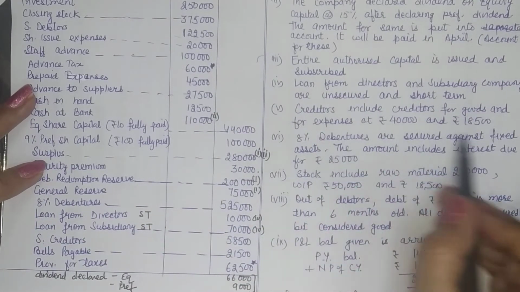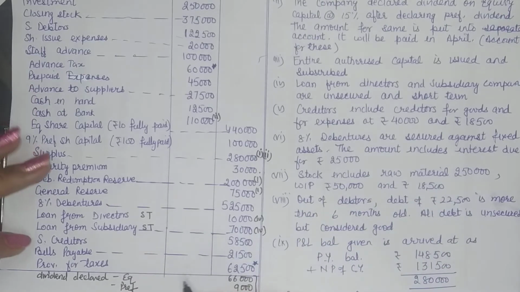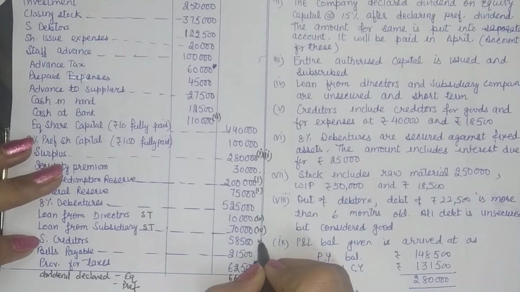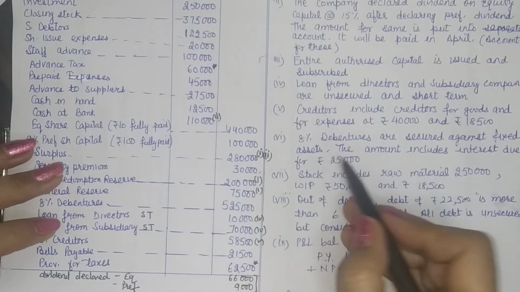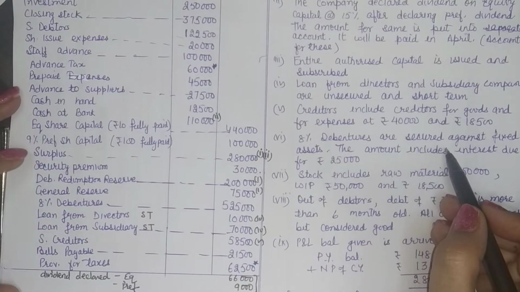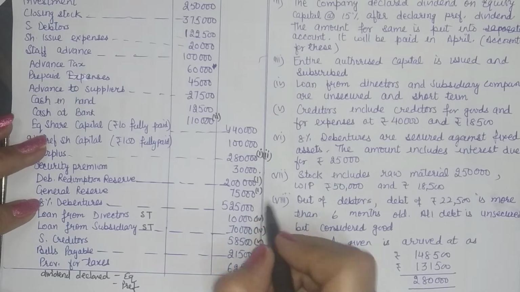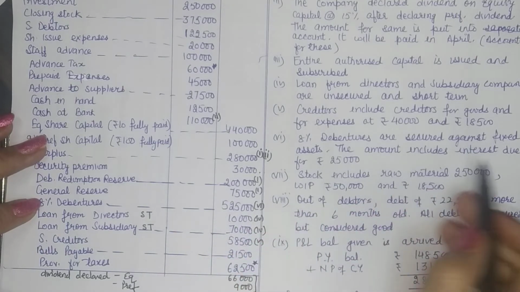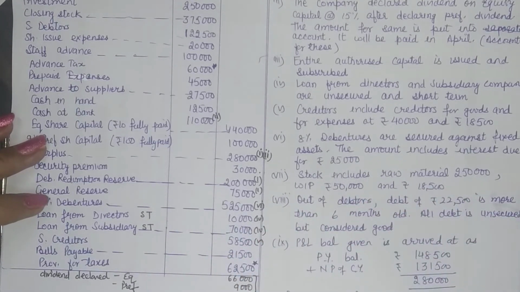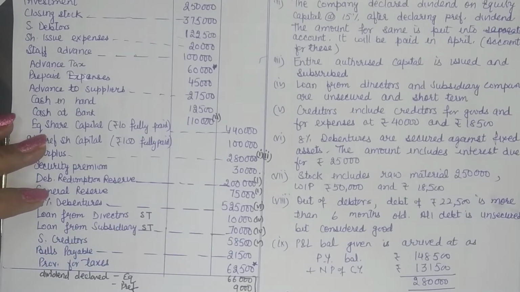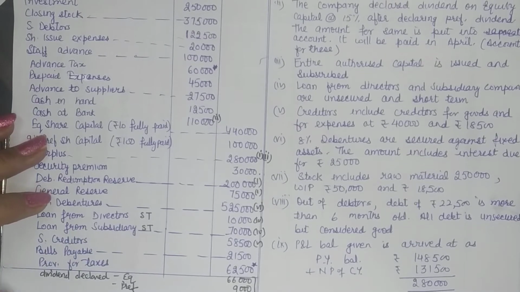Creditors include for goods and for expenses. So an explanation for creditors is given. So just put a mark here. Debentures are secured against the fixed assets. So your debentures are secured. This is one thing. Secondly, it includes interest due. Now, interest is reported separately in other current liabilities.